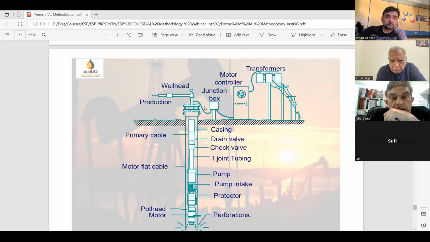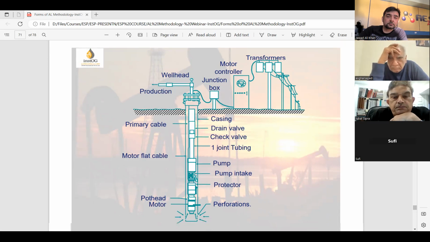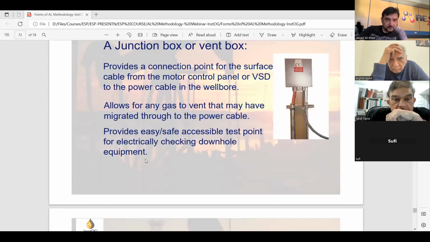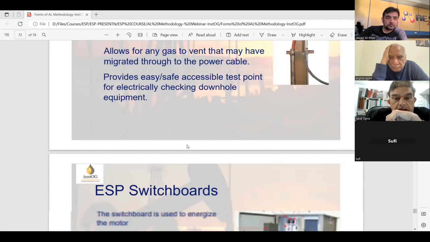And this is your production wellhead. Here the power goes from the transformers to the motor controller through the junction box, which is the one that allows the gases to exit from the cable, so nothing is stopping the entry to the motor controller. And here it goes to production. The ESP junction box provides a connection point for the surface cable from the motor controller panel to the VSD, allows any gas that may have migrated to the power cable to vent, and provides an easy surface accessible test point.